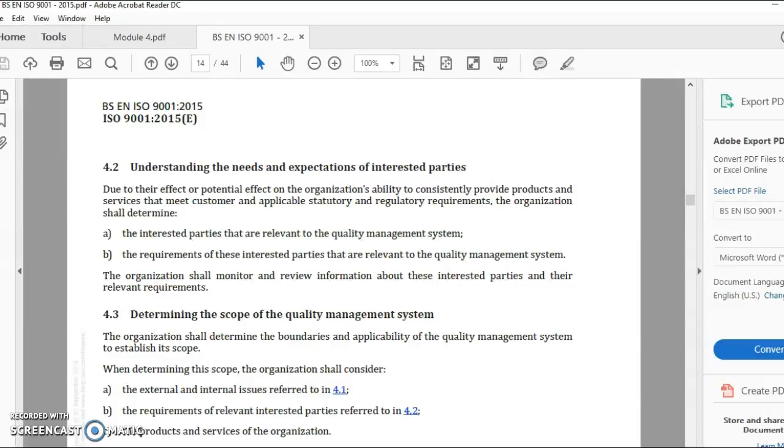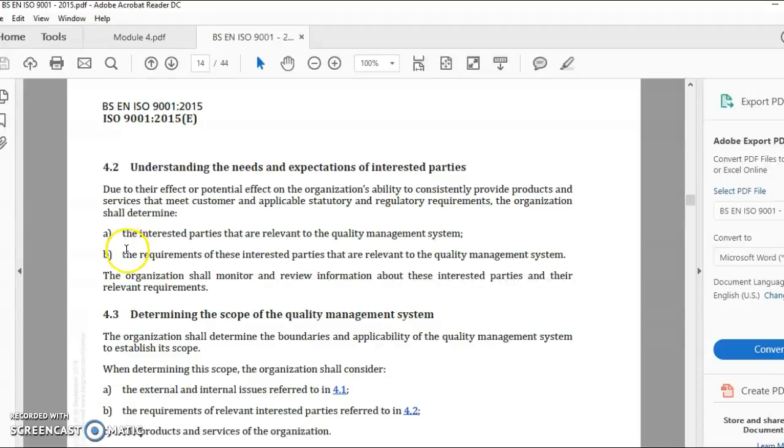So wherever you see the term interested parties in the standard, you can assume basically what it's talking about is stakeholders. And what it's doing in this section is talking about the interested parties that are relevant to the quality management system. But I'd say that every single stakeholder within a company is going to be relevant to the quality management system to some extent or another. So I would almost ignore that part and just assume it's every stakeholder for the company.